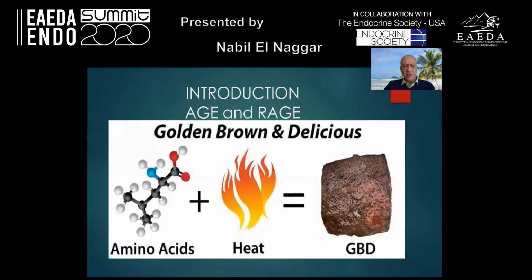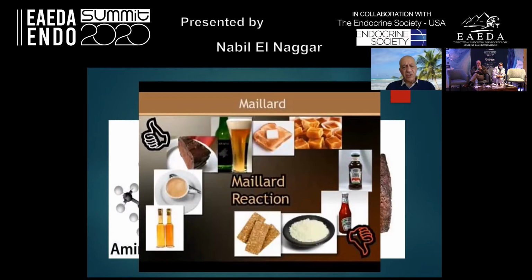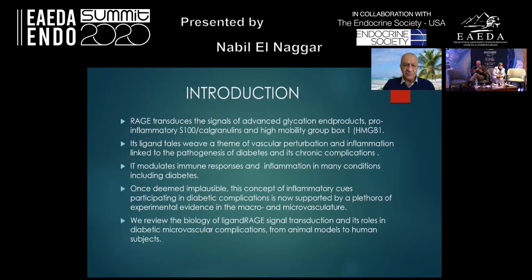This is what happens in the amino acid when heated, and the production of the browning, which is a very delicious product in meat and chicken when they are exposed to heat. And these are some of the products that are usually present in regular foods, which we usually eat every day, adding to the age in our body that's not only produced endogenously, but can be increased by eating foods containing advanced glycation end products. And the age receptors, when activated, weave a theme of vascular perturbations and inflammations linked to the pathogenesis of diabetes itself and its complications.